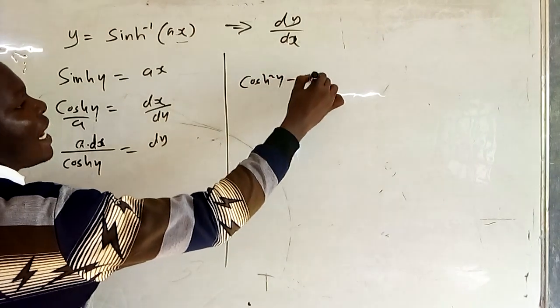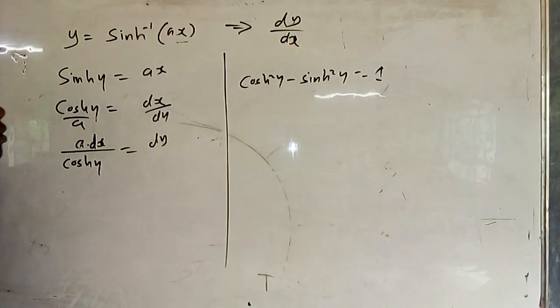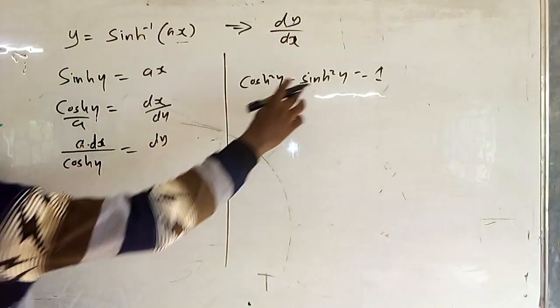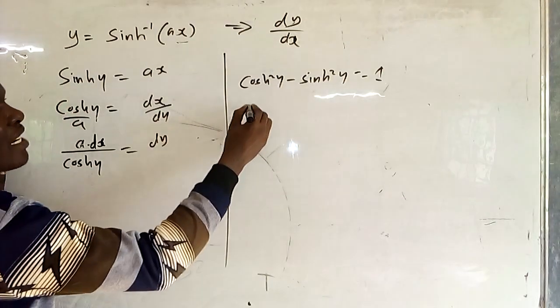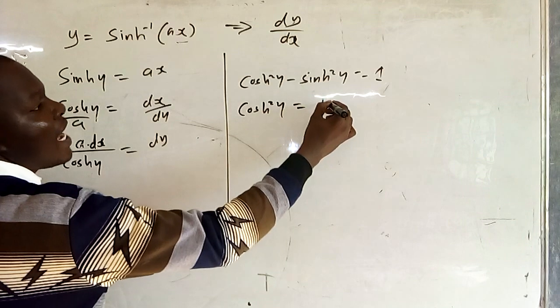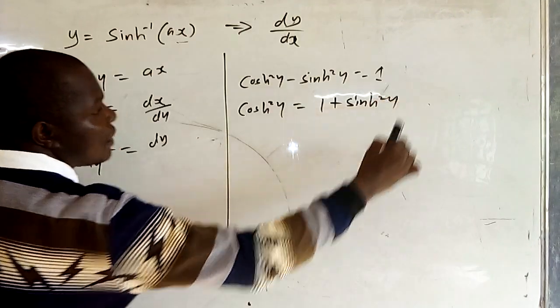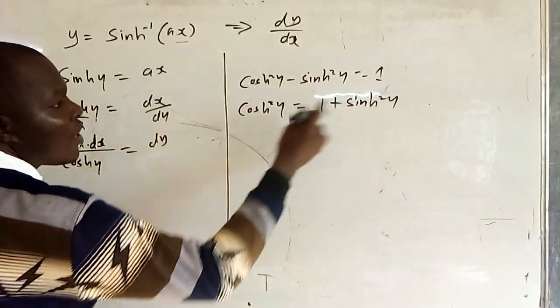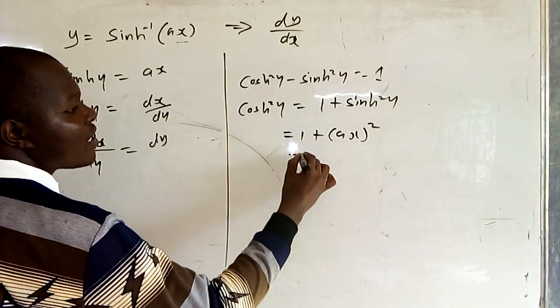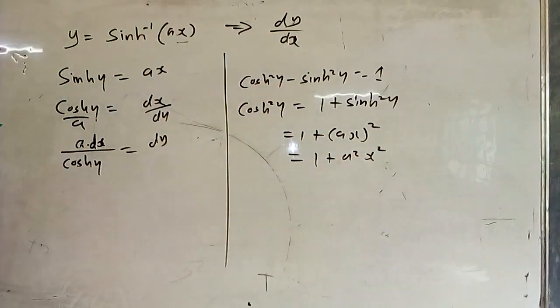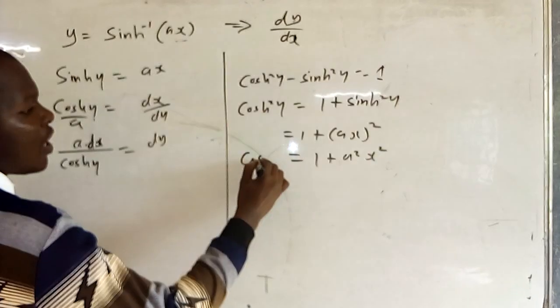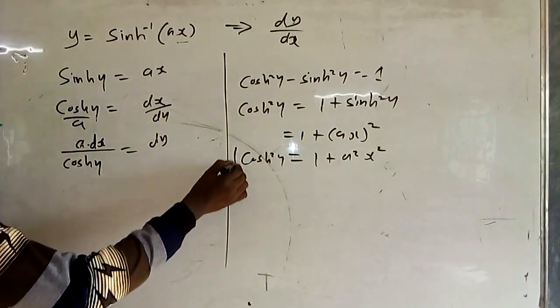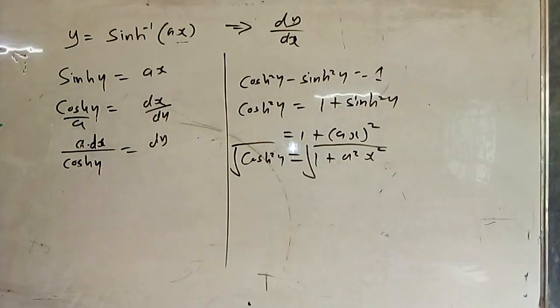Where cos squared y minus sec squared y is equal to, so for you to get cos squared y, you take sec squared y to the other side, isn't it? So you get cos squared y is 1 plus sec squared y. Okay? So sec y is ax, meaning sec squared y is going to be 1 plus ax squared, isn't it? So that is 1 plus a squared x squared. That is cos squared y. You look for the square root of both sides for you to get cos y, isn't it?